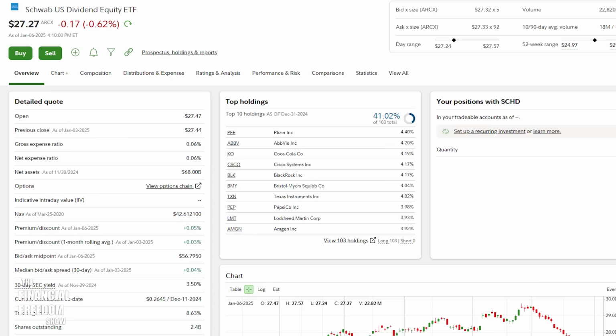And lastly, cost efficiency. Many dividend ETFs, such as the Schwab US Dividend Equity ETF, or SCHD, are known for their low expense ratios, ensuring that investors retain more of their returns. This cost efficiency, combined with the ability to avoid frequent trading fees associated with individual stock investments, makes dividend ETFs a financially sound option.